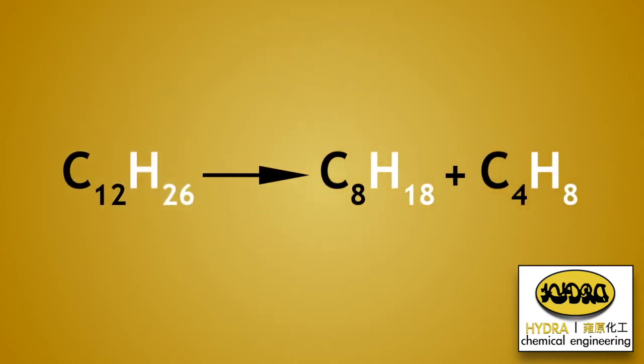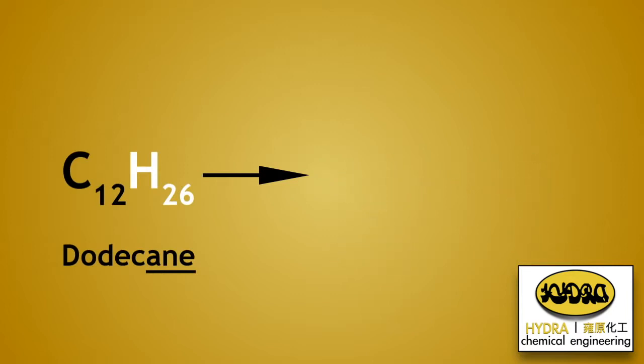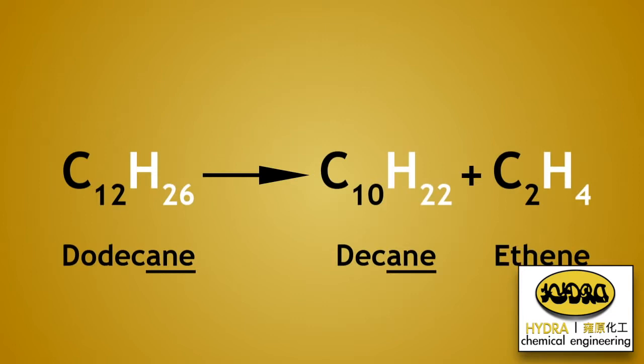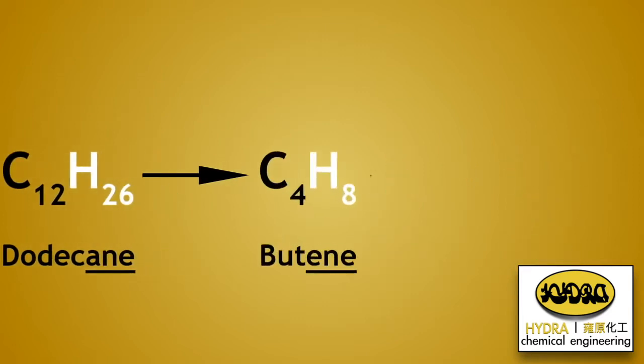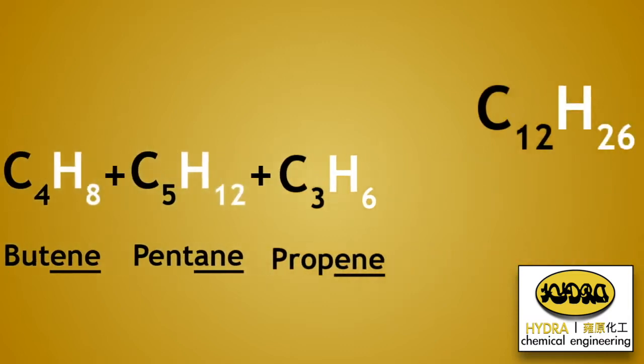Here is an equation showing that C12H26 is broken down into octane and butene. There isn't a set way that these molecules are broken down. In fact, C12H26 could also be broken down into decane and ethene, or even butene, pentane and propene, as these equations show.